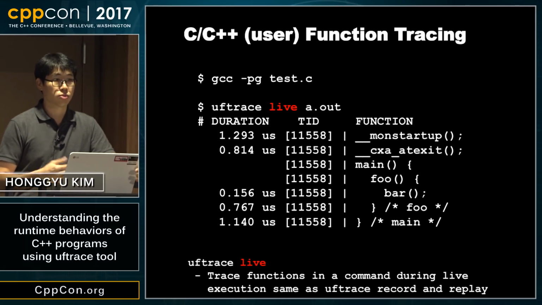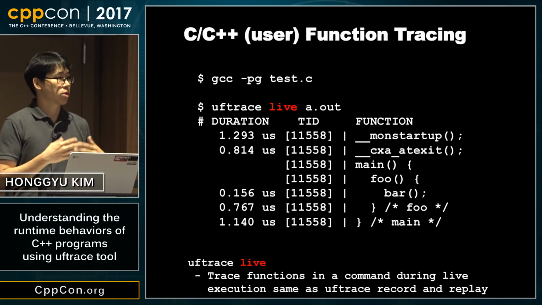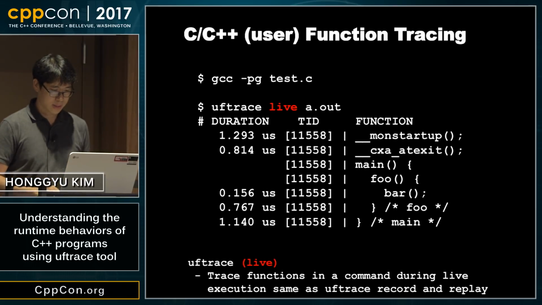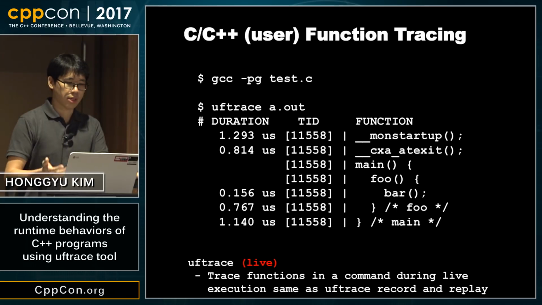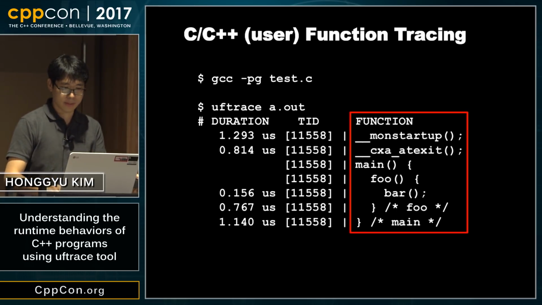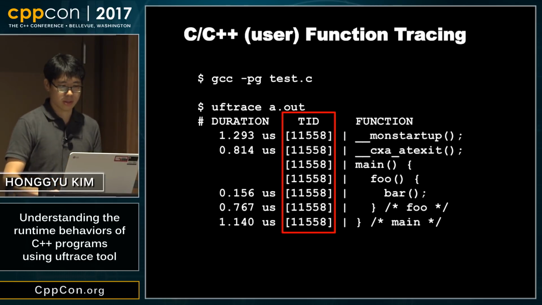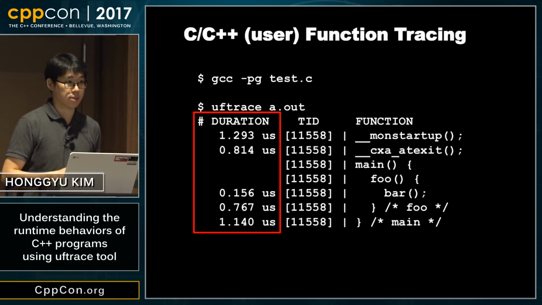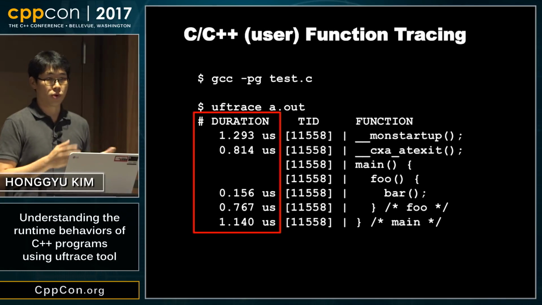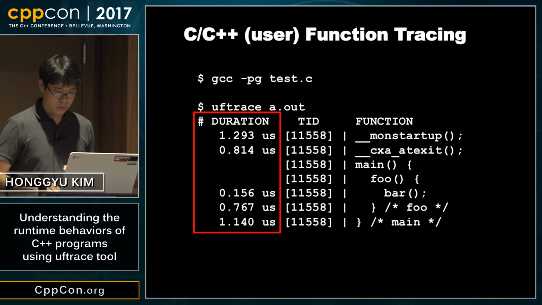Or you can just use the live command. It's just record plus replay. The default command is live, so you don't have to type it. This is the call chain, this is the thread ID, and this is the function execution time for each function in the call chain.